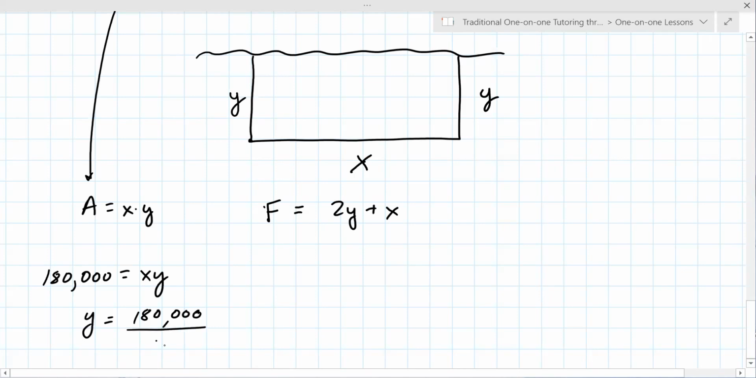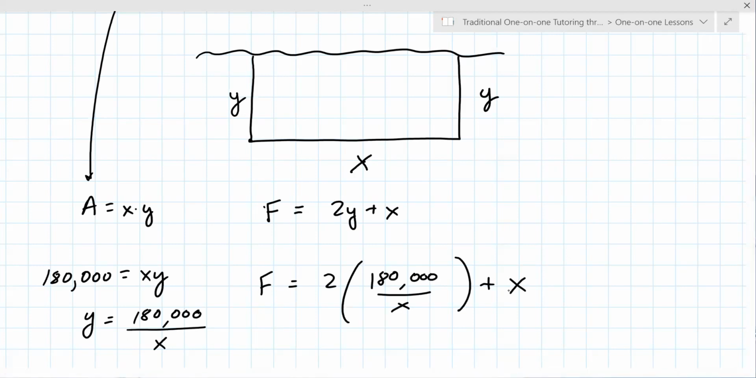The optimized problem is the one you do the derivative of. Yeah, but not yet, not till you get it in terms of just one variable. If you ever need me to just listen, tell me that. I'm not very good at that in this format. There you go. So your fencing is 2 times 180,000 over X, plus X. I want you to take the derivative of that, please.